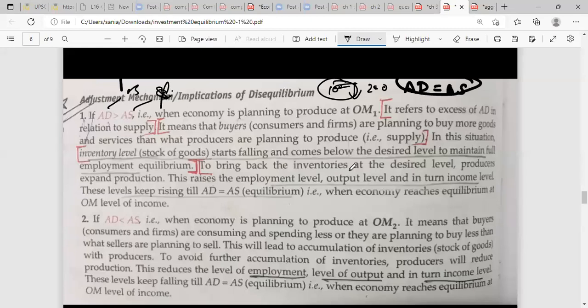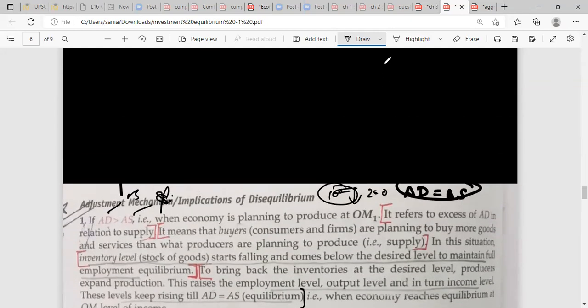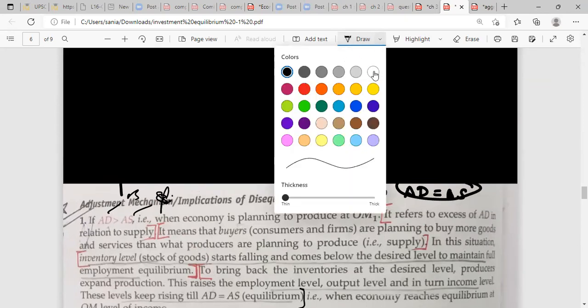To bring the inventories back to the desired level, producers expand production. This raises the employment level, output level, and in turn, income level. These levels keep on rising till AD is equal to AS, when the economy reaches equilibrium. You will just write till here. So basically, over here, what is happening, student? You just need to remember one thing.